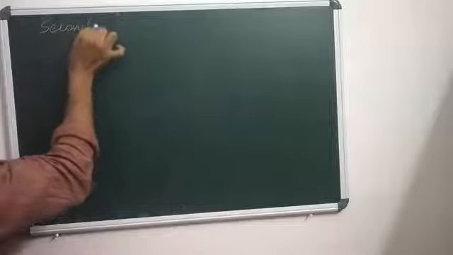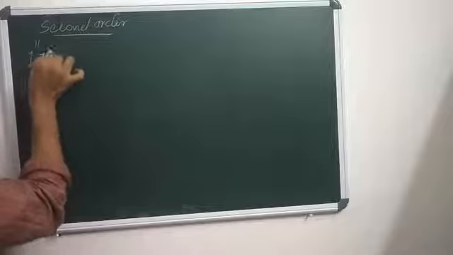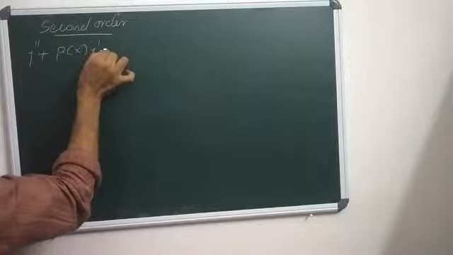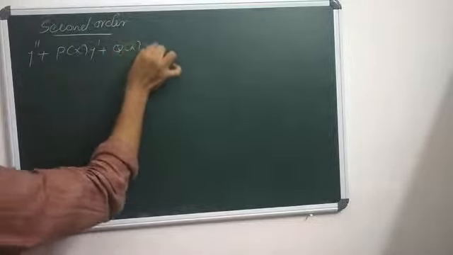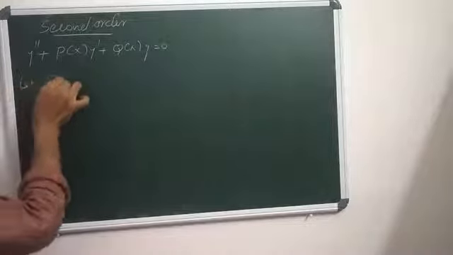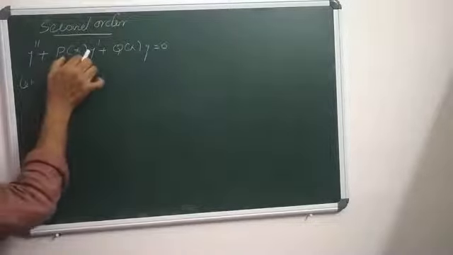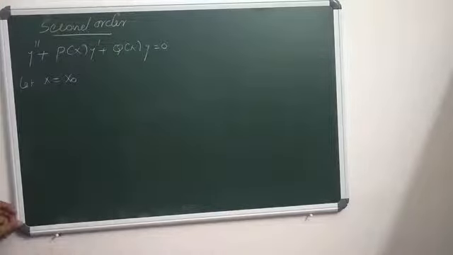Second order linear differential equation is of the form y double dash plus p of x y dash plus q of x y equals 0, where p and q are functions of x alone. So, let x equals x naught be a point of this second order differential equation. The behavior of this x equals x naught heavily depends upon the behavior of the coefficients p of x and q of x. There is a crucial point here.